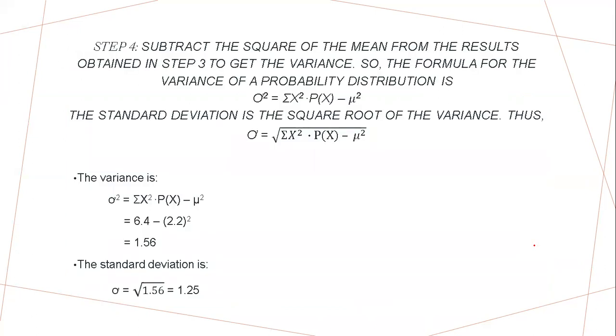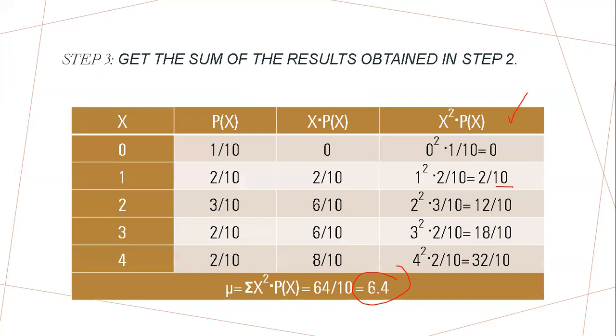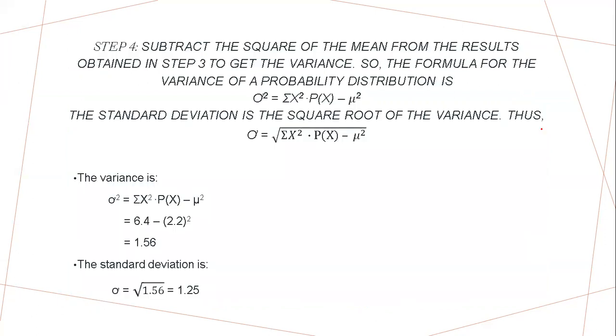Okay. So, proceed tayo sa step 4. So, si step 4, ibig sabihin nito, hindi pa ito yung variance natin. Kasi kung natatandaan nyo kanina, ano yung variance natin? Yung variance natin kanina ay 1.56. 1.56 ba ito? Di ba hindi? Therefore, hindi pa yun yung variance. So, may step 4 pa kasi tayo. Sabi ng step 4 natin, i-subtract natin yung the square of the mean from the result obtained in step 3 to get the variance.